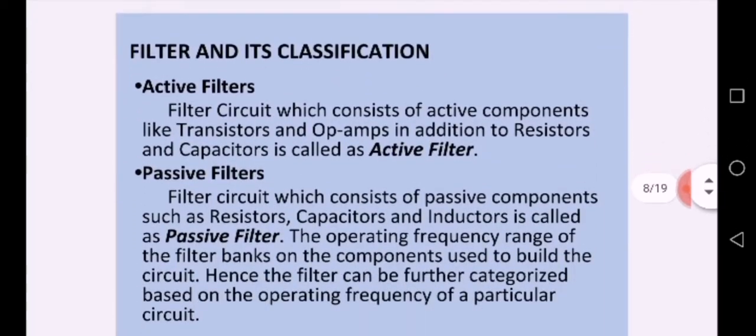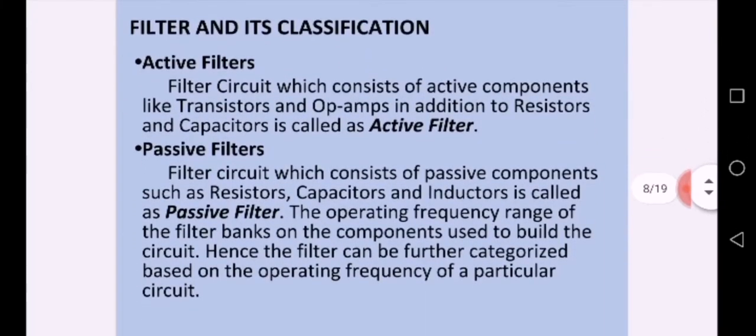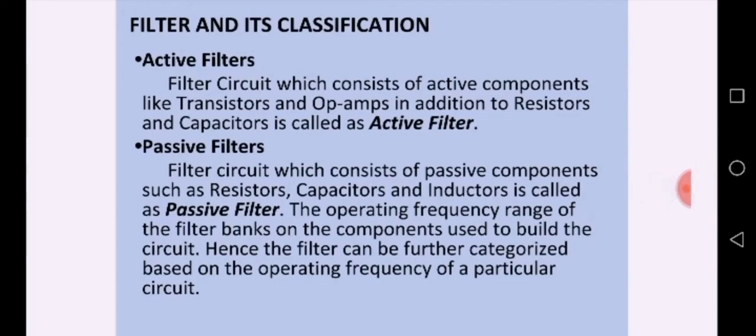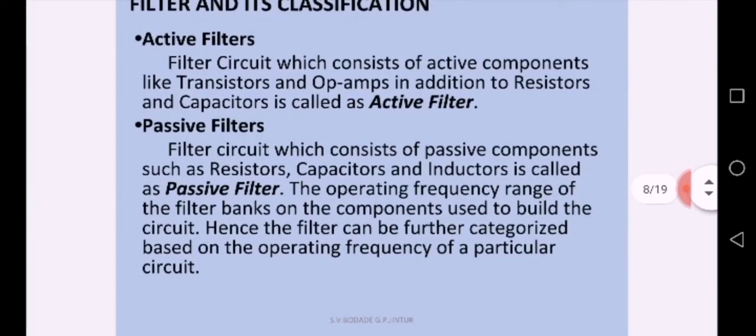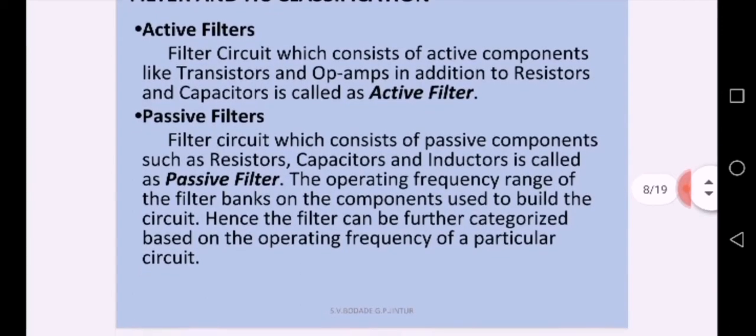Then we will first see the active filters and passive filters. An active filter is a filter circuit which consists of active components like transistors and op amps in addition to resistors and capacitors. A passive filter is a filter circuit which consists of passive components such as resistors, capacitors, and inductors. The operating frequency range of a filter depends on the components used to build the circuit. Hence, filters can be further categorized based on the operating frequency of a particular circuit.